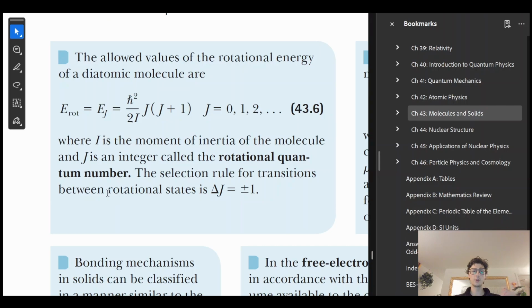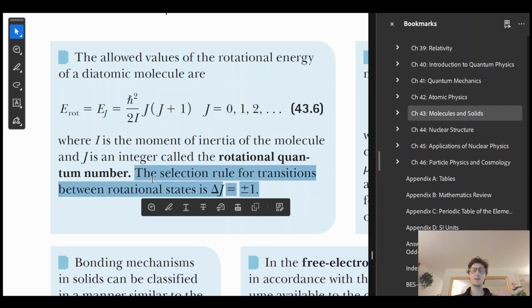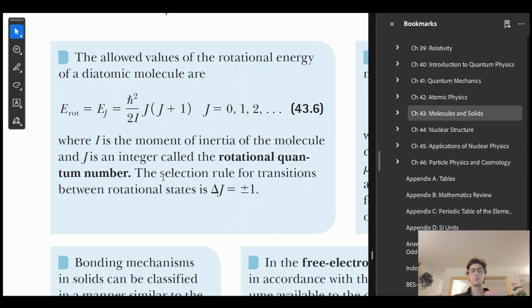The selection rule for transition between rotational states is this. I haven't seen this too much, the selection rule. Maybe you can ask ChatGPT what the selection rules are in rotational energy, rotational quantum number. Not too sure. Anyway, I'm just showing you this equation here.